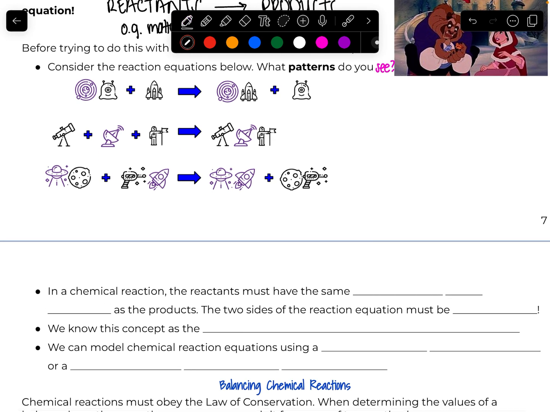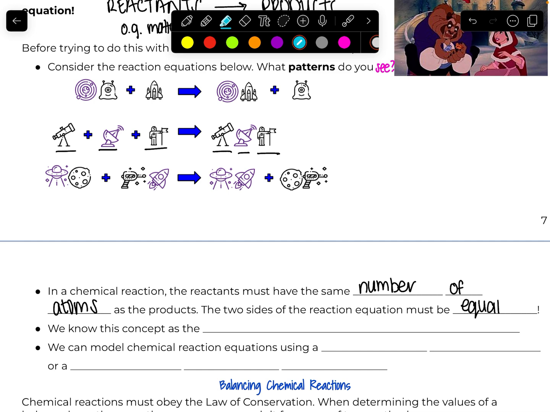So in a chemical reaction, the reactants must have the same number of particles as the products. And when I say number of particles, actually I'm going to change this word. I'm going to make it number of atoms. Particles is too vague. We have to make it a little bit more specific. So it's got to have the same number of atoms. Therefore, the two sides of your reaction equation must be equal. For instance, if I started with 1 telescope on the left, I have to have 1 telescope on the right. I'm talking about this one right here. 1 satellite on the left, 1 satellite on the right, 1 astronaut on the left, 1 astronaut on the right. So the same number of things is present before and after.